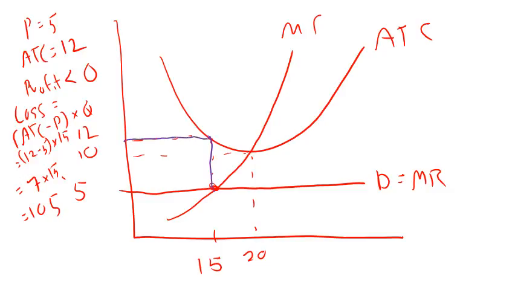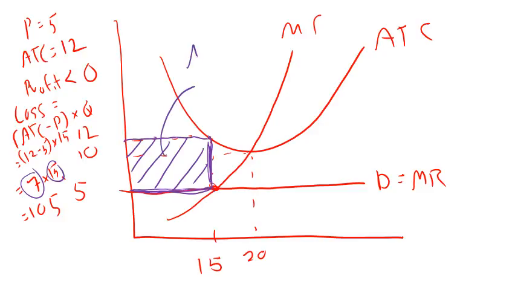The height of the rectangle is the loss per unit, $7. The length of the rectangle, 15, is the quantity. When I multiply the loss per unit by the number of units, I'll get the loss. I'll also get the area of that rectangle. The area equals the firm's loss of 105.